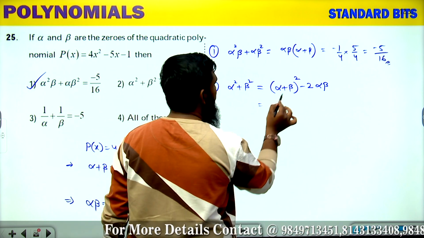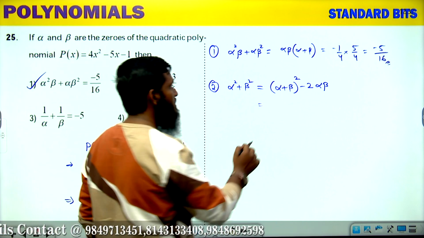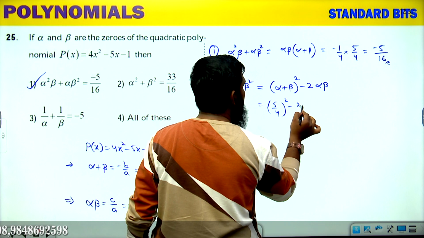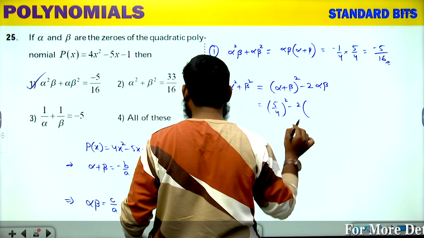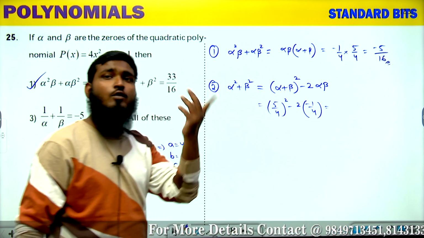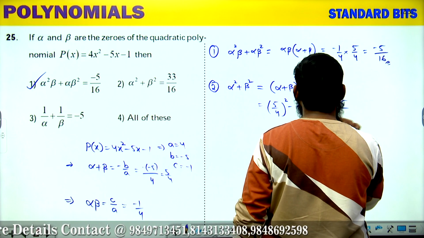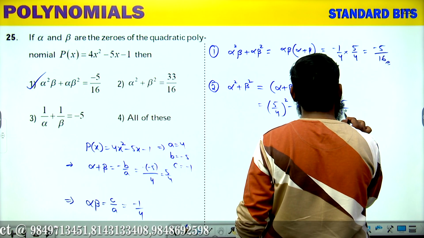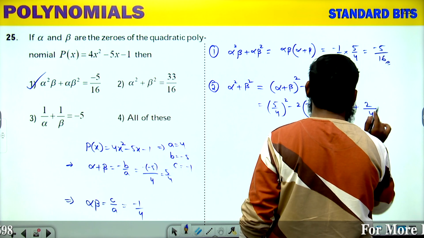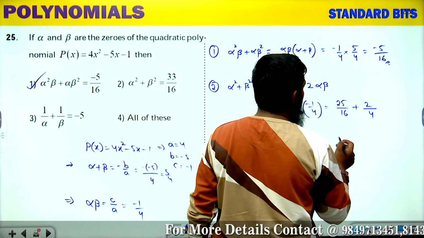Now let us see this part. What is alpha plus beta value? Alpha plus beta value is equal to 5 by 4. Let us write this part as 5 by 4 whole square minus 2 into what is alpha beta value? We are having minus 1 by 4. Okay, which is equal to 5 by 4 whole square, which means 5 square will become 25, divided by 4 square, which is 16, minus into minus plus 2 ones are 2 divided by 4. Okay, this part we have taken. Now let us take out the LCM for this part.